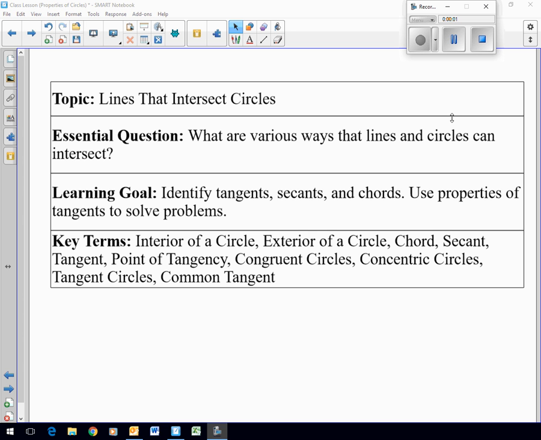We're going to be talking about lines that intersect circles today, various ways that lines and circles can intersect. We're going to try and identify tangents, secants, and chords, and use properties of tangents to solve problems. We're going to look at the interior of a circle, exterior of a circle, chord, secant, tangent, point of tangency, congruent circles, concentric circles, tangent circles, common tangents, everything! Yay! So much fun. Okay, here we go.